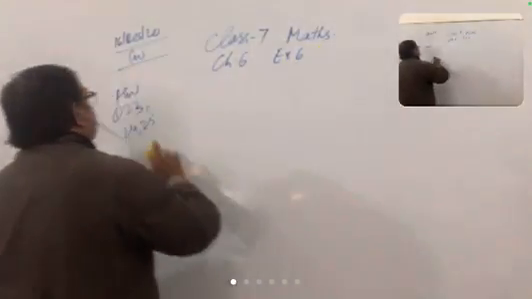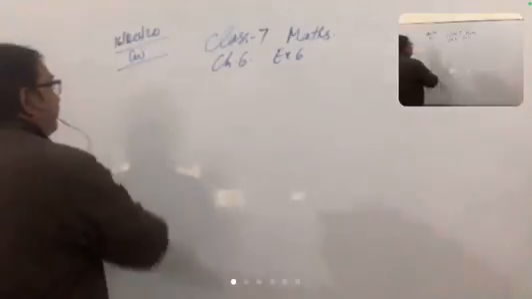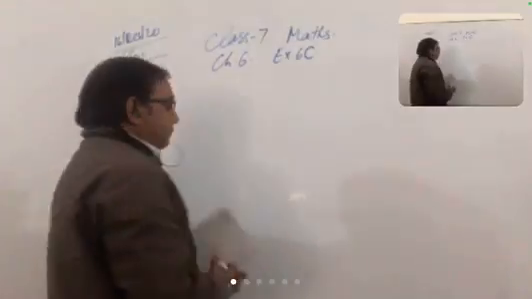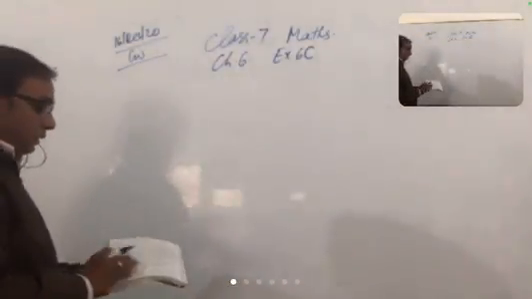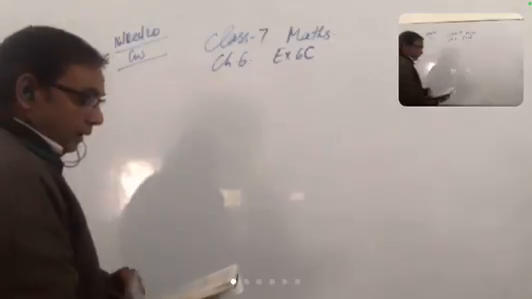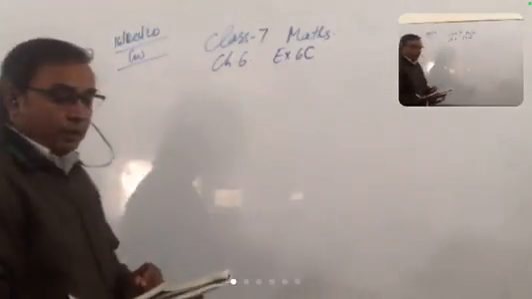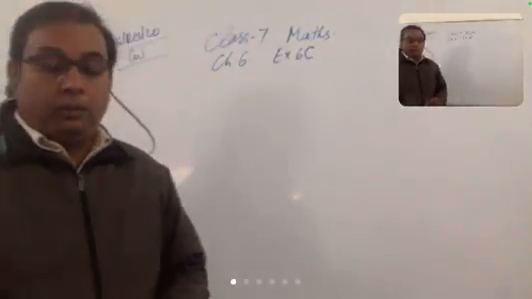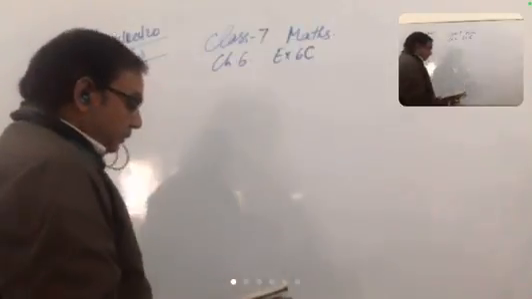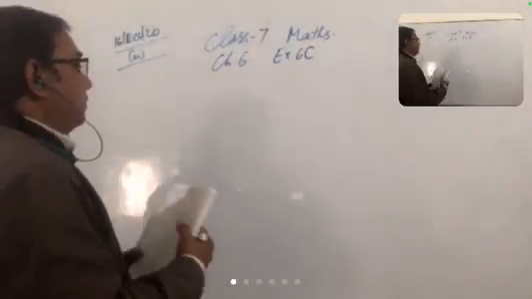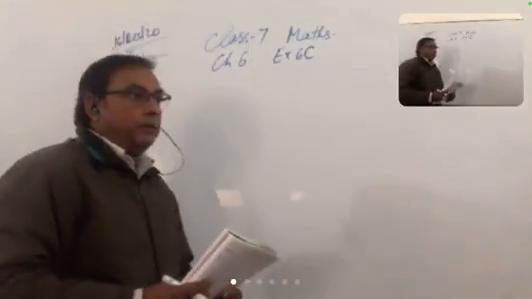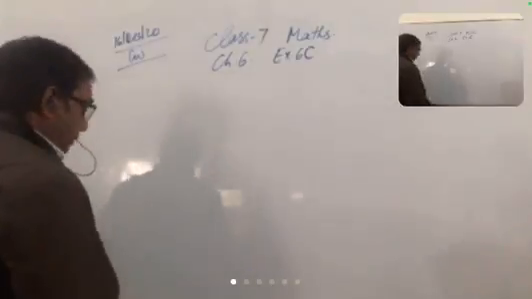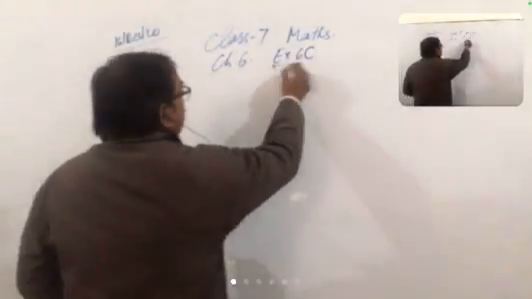Now let us start exercise 6C. Exercise 6C is the multiplication of monomial and binomial. So Anna, can you please tell me what is monomial and what is binomial? Monomial means the expression which has one term, and binomial means the expression which has two terms. Very nice.